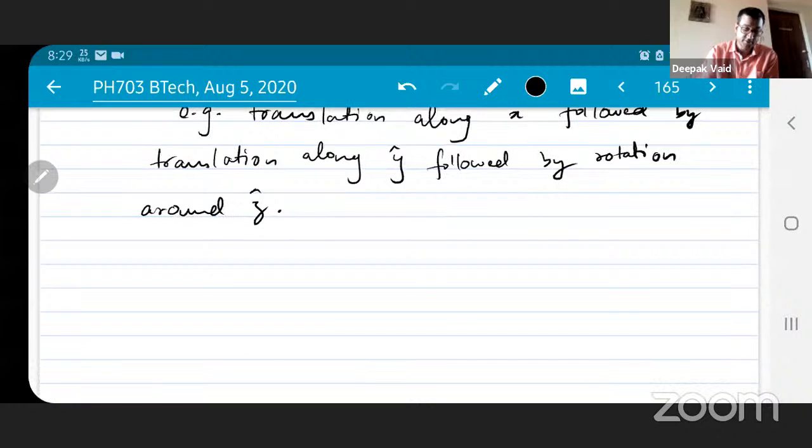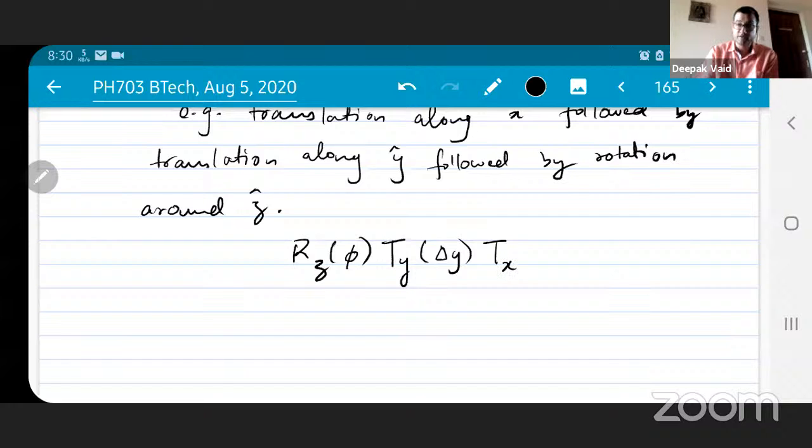So how would you write down such a transformation? The rotation around the z axis would come last, right? So we'll say rotation around z axis by some angle phi. Then the second one would be the translation along the y axis by some amount delta y, where delta y is some finite value, not an infinitesimal. And then you have T of x, translation along the x direction. And all of this would act on the state psi, right?